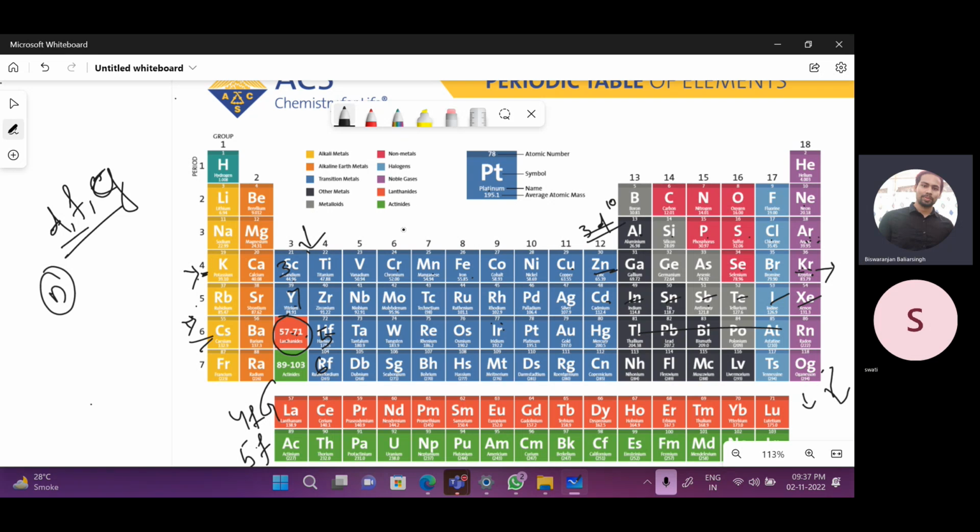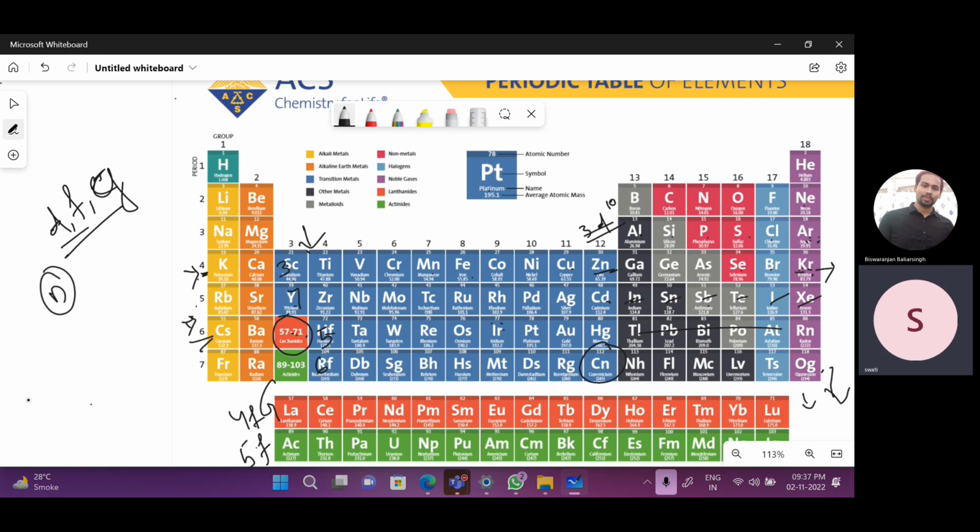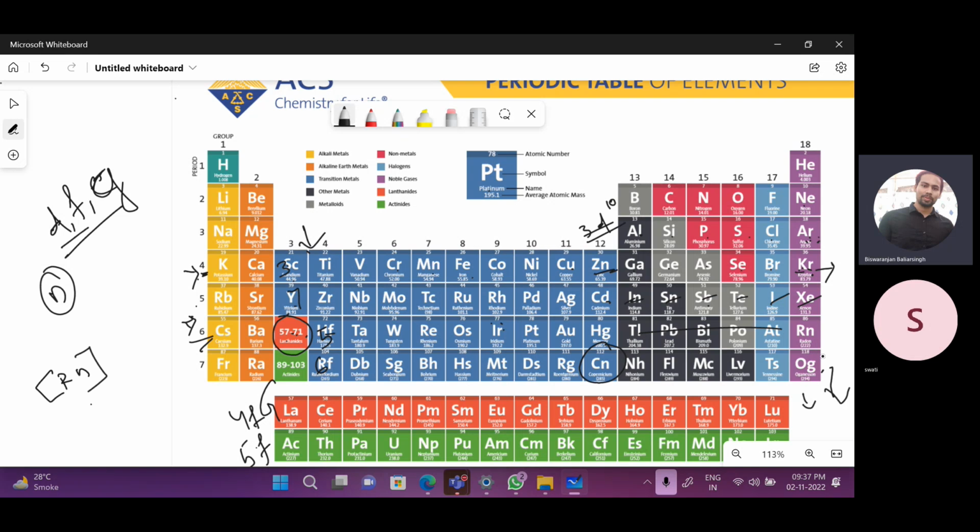Suddenly I am asking the electronic configuration of this element. I don't know the name. Just see the periodic table and tell me the electronic configuration. What should I write? Suggest me. Then radon, then going to period 7. 7s2 will fill: 7s1, 7s2.